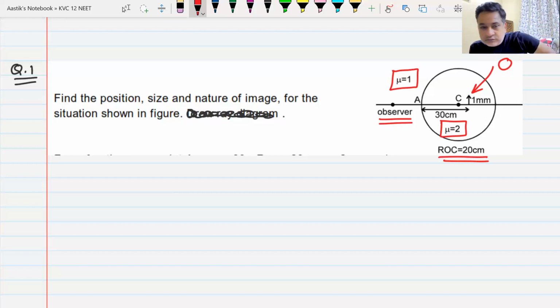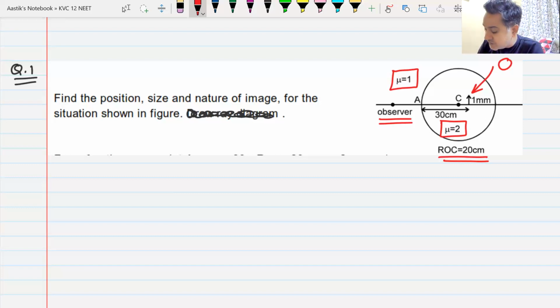4 is the magnification, plus or minus 4? Plus 4. So is the image real or is the image virtual? You're getting the magnification as plus 4. Is magnification positive for a real image, beta, or is it positive for a virtual image? Try to recollect it. Real image is inverted. Will the magnification be positive or negative? Magnification is negative for a real image. Magnification is positive for a virtual image.